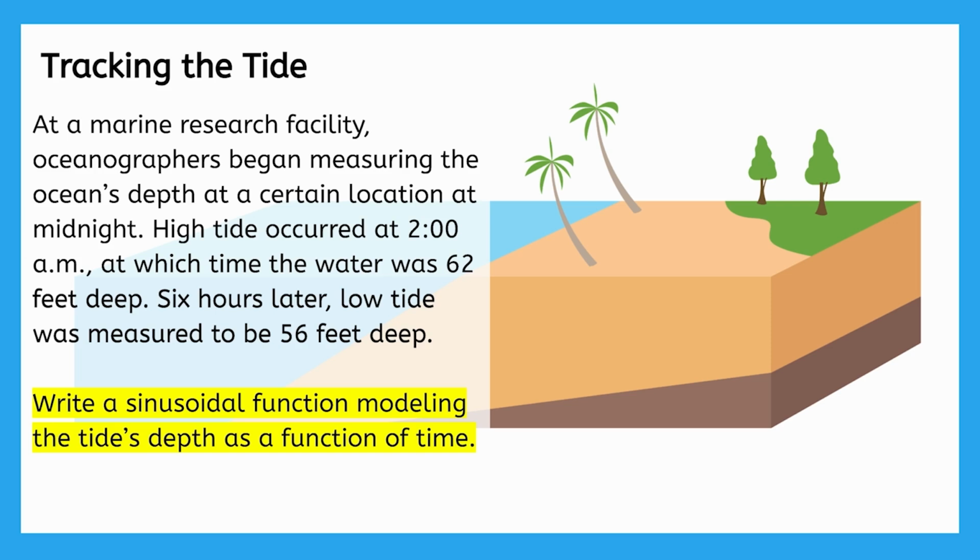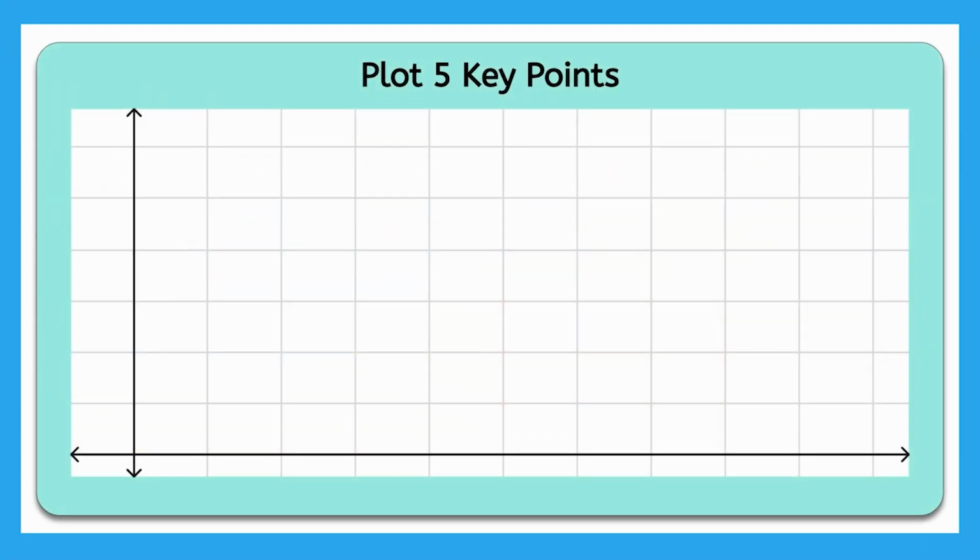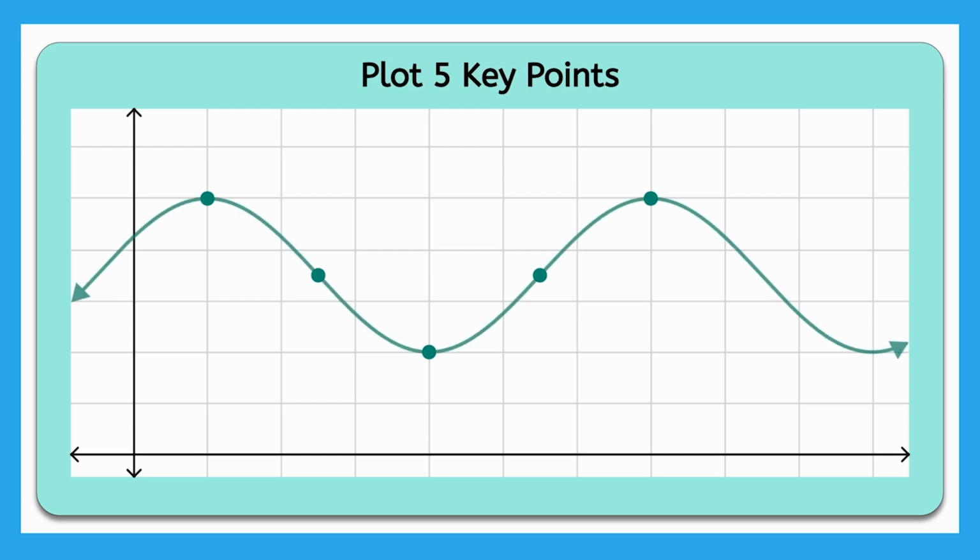There are some guidelines when it comes to plotting an unknown sinusoidal function. Let's take a look. Whenever you graph an unknown sinusoidal function, try plotting 5 key points to outline one full period: maximum, midline, minimum, midline, and back to the maximum. This gives you one full period, which you can repeat to graph the entire function.